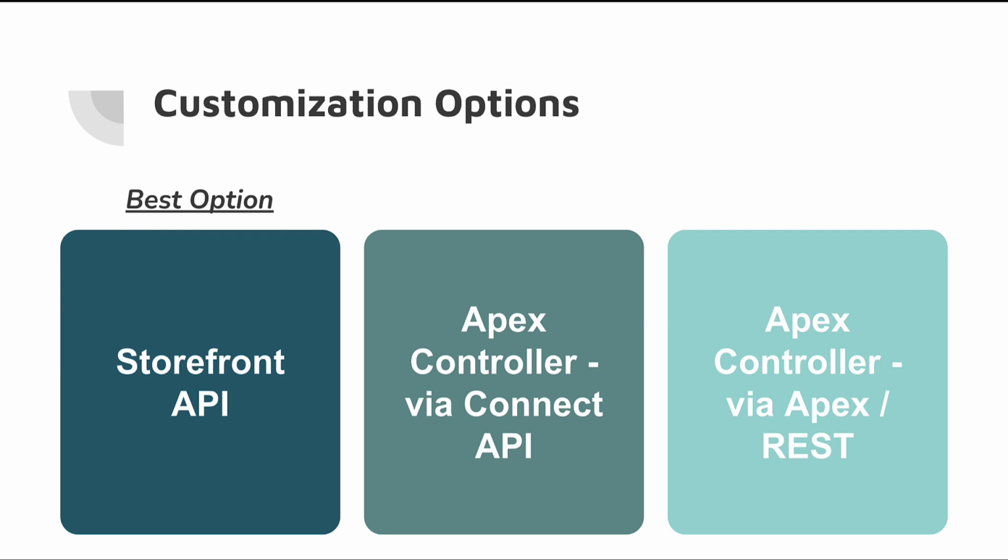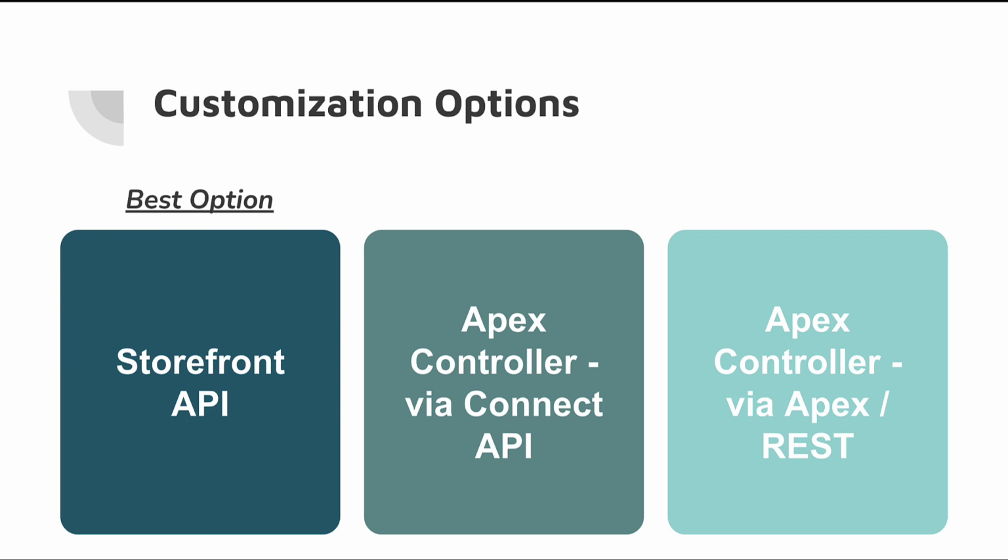So in this order, you'll start with the Storefront APIs, then you'll move to an Apex controller with a Connect API, and if that doesn't work, then you would move into more of a traditional Apex controller with SOQL or other options in there. Now, I think it's really important that we pause and talk about this for just a moment here. Why is this the best option? Well, it's the best option for a couple of different reasons. One, it's a best practice from Salesforce. Two, it is going to be the most performant solution possible. And three, it's going to be the quickest time to develop as well.